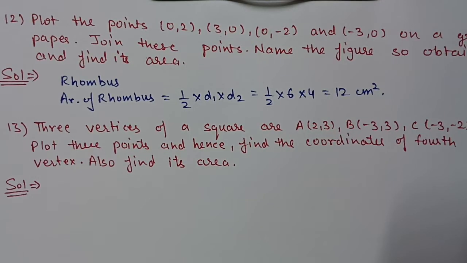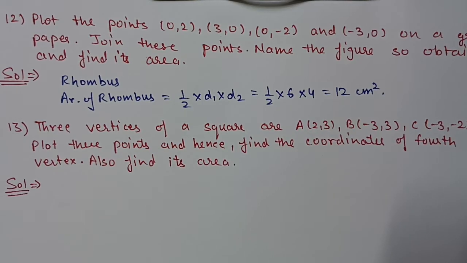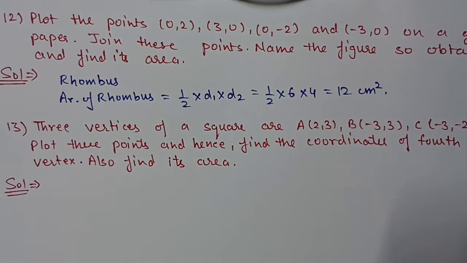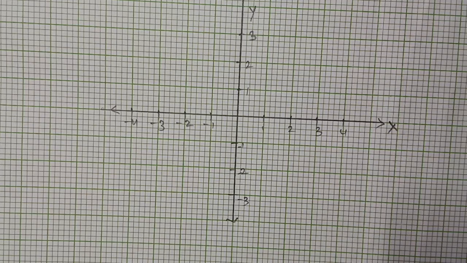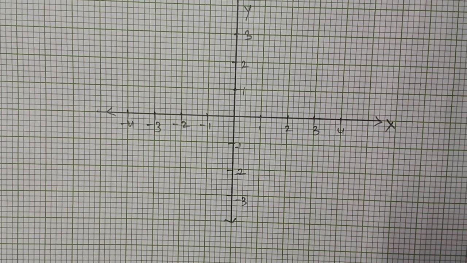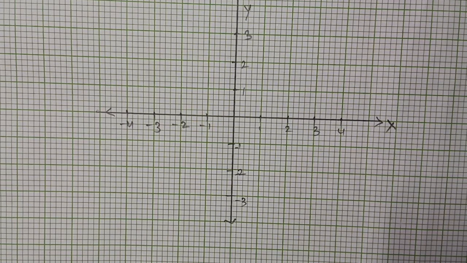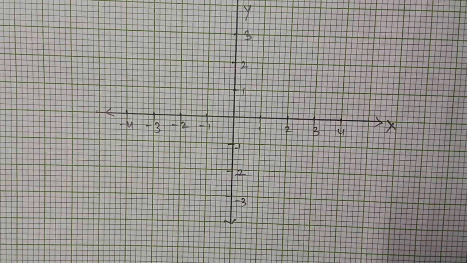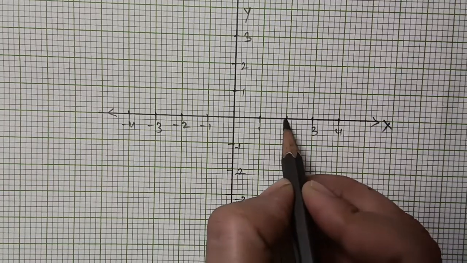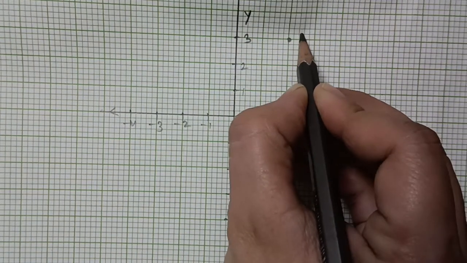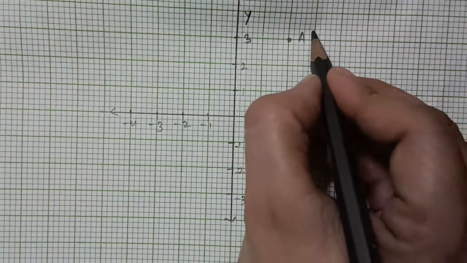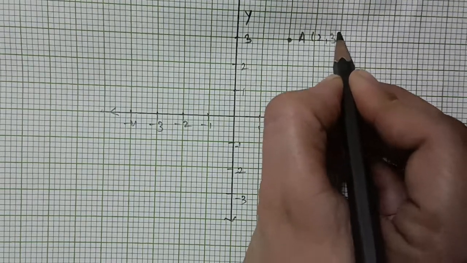Next we have question number 13. Three vertices of a square are given. Plot these points and hence find the coordinate of the fourth vertex. Also find the area of the square. So first we will plot these points. For plotting we will take graph sheet and we will mark the x and y axis. First point we have (2, 3). So this is point A, (2, 3).